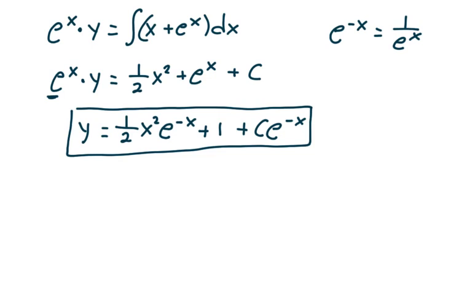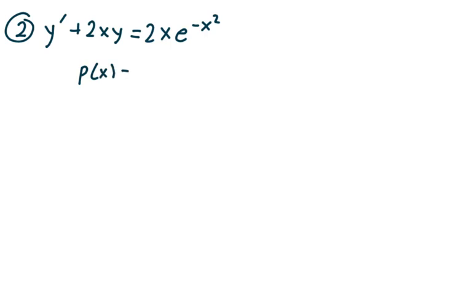And with that, let's take a look at example 2. Suppose I give you the following. Suppose y prime plus 2xy equals 2x e to the negative x squared. So I'll write that a little more clear. Now, p of x is equal to 2x, okay? So now I need an integrating factor.